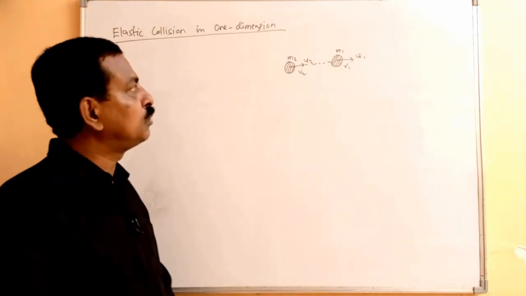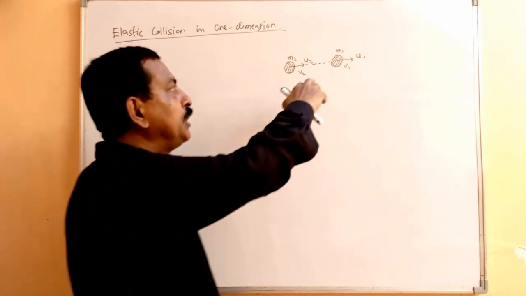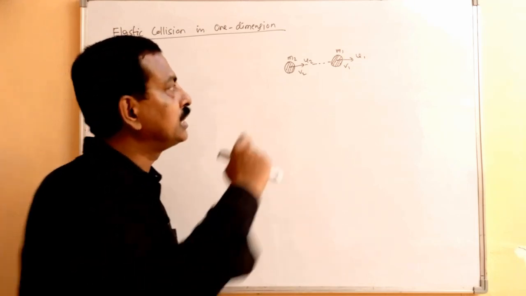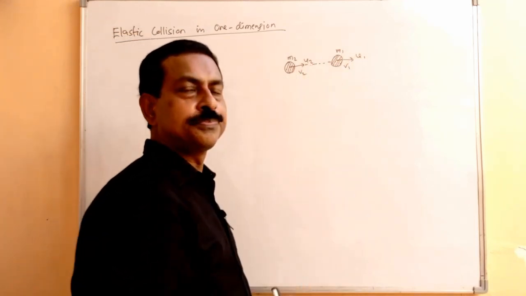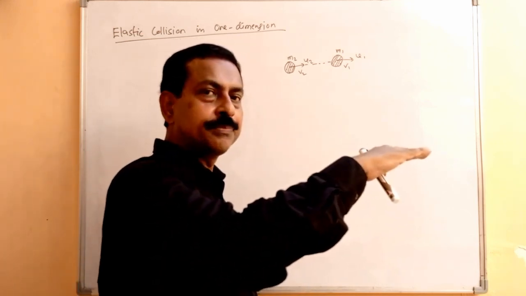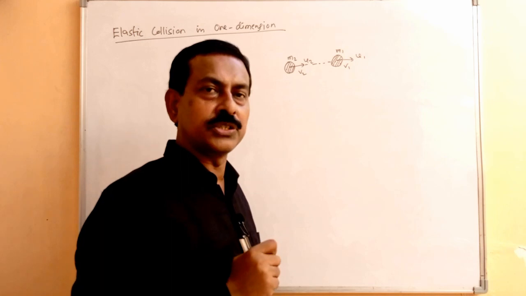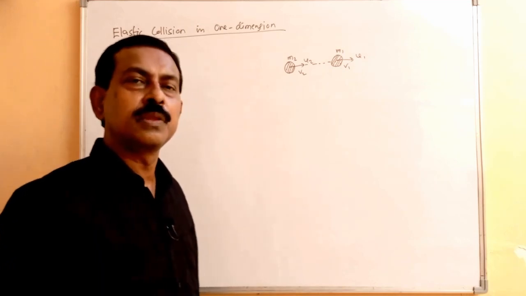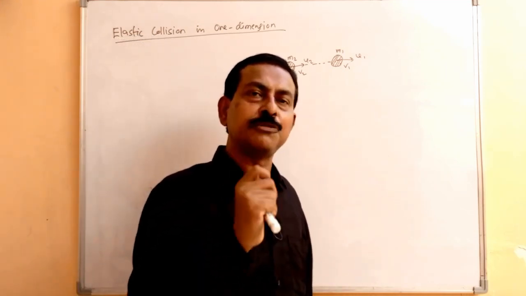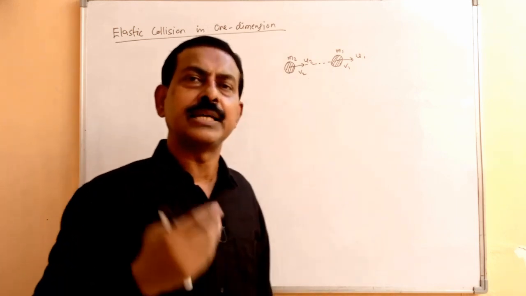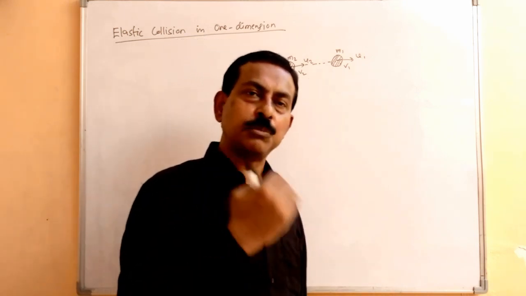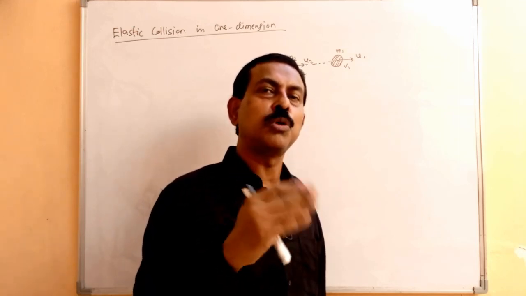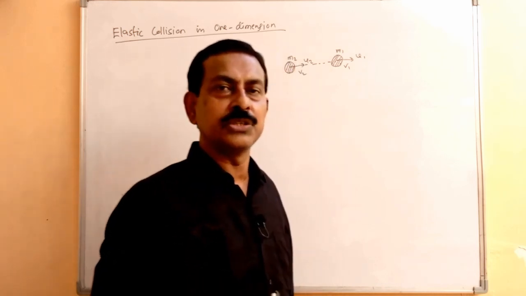Let's take elastic collision in one dimension. Here we have two bodies, m1 and m2. m1 and m2 are the masses of the two bodies which are moving initially with velocities u1 and u2 along the same straight line, and they suffer an elastic collision. After the elastic collision, their velocities become v1 and v2. We want to find the expressions for v1 and v2 in terms of the given parameters, that is m1, u1, m2, u2. So let's see how we can find the velocities of the two bodies after one-dimensional elastic collision.